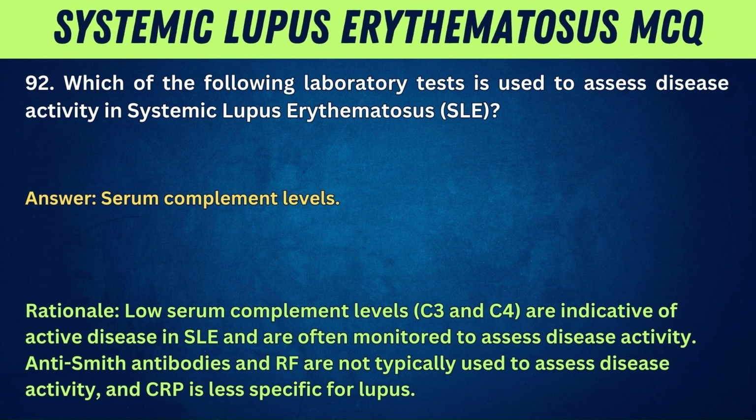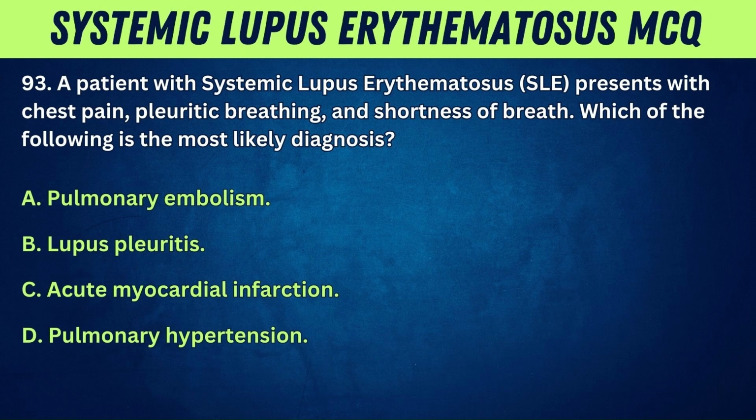Rationale: low serum complement levels, C3 and C4, are indicative of active disease in SLE and are often monitored to assess disease activity. Anti-Smith antibodies and RF are not typically used to assess disease activity, and CRP is less specific for lupus. 93. A patient with systemic lupus erythematosus, SLE, presents with chest pain, pleuritic breathing, and shortness of breath.